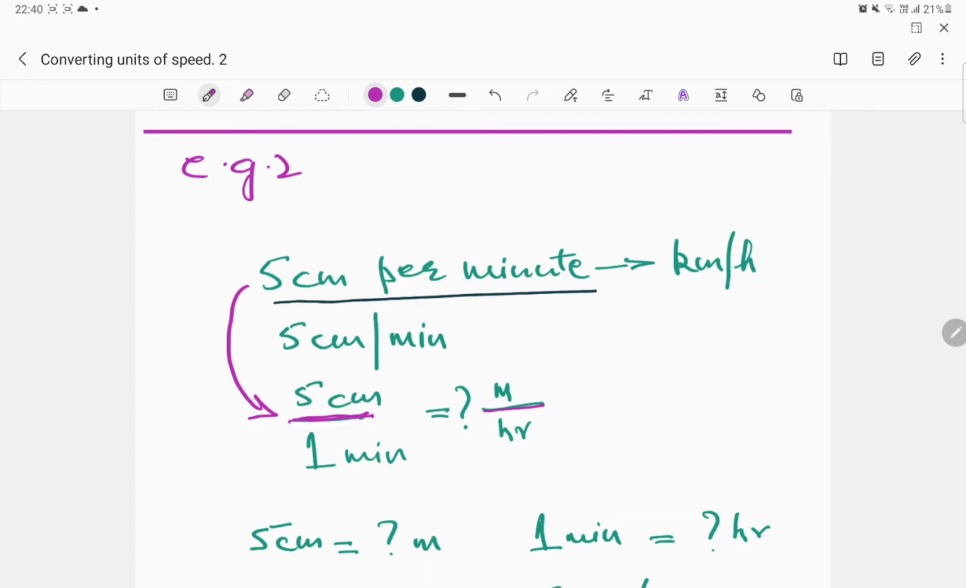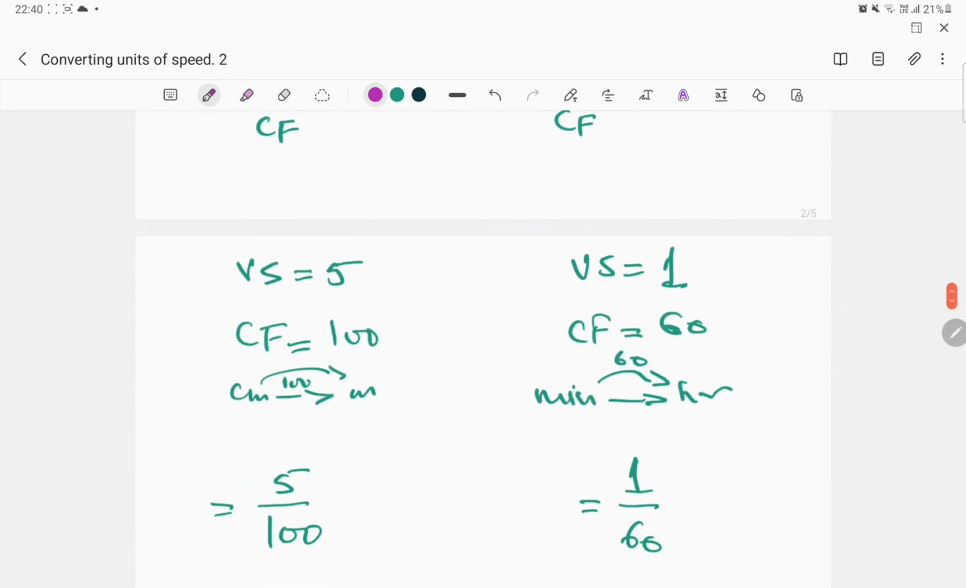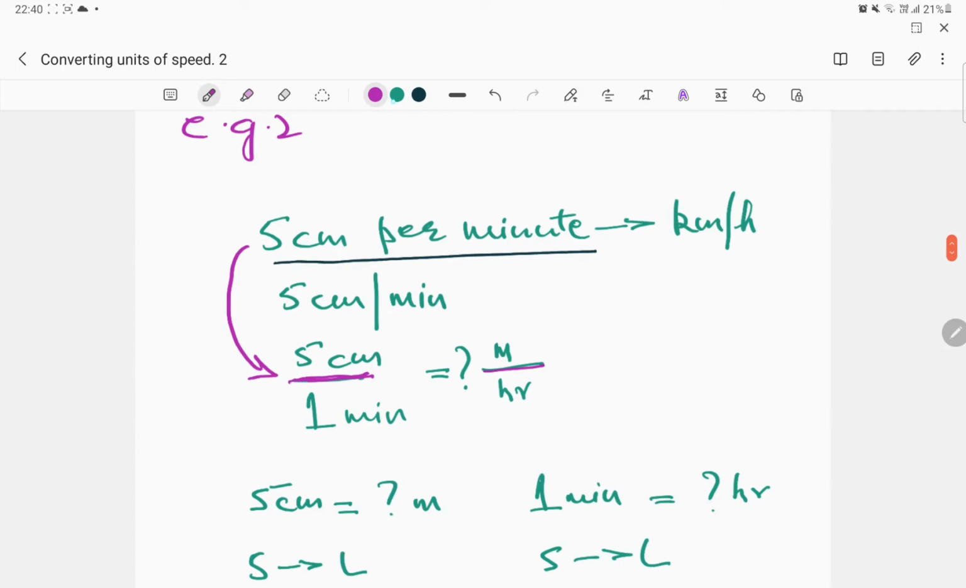Kilometers, rather. I've mistakenly written it as meters. So this is kilometers per hour. So we are going to convert centimeters into kilometers first and minutes into hours. So 5 centimeters will convert into kilometers and 1 minute into hours.